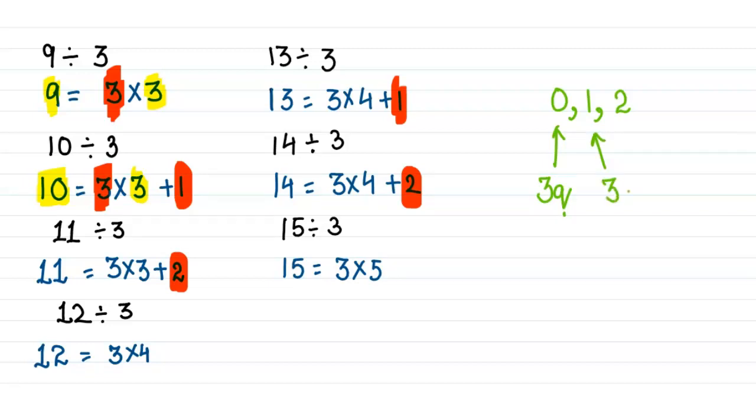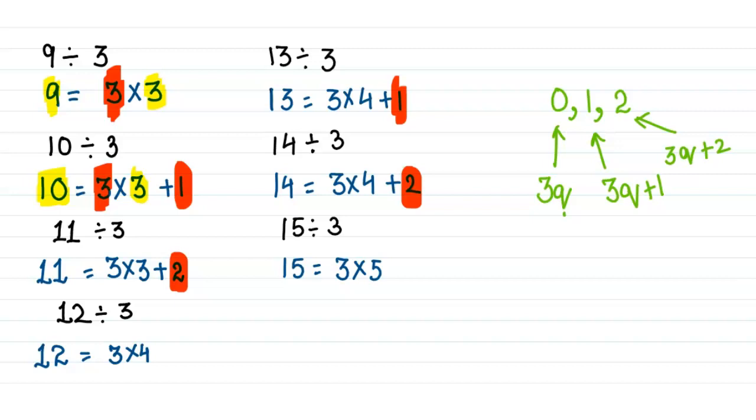So that means the number can be of the form 3q plus 1, where 3 is the divisor, q is the quotient and 1 is the remainder. And the third case can be that the number can be 3q plus 2, where 3 is the divisor, q is the quotient and 2 is the remainder. So if the divisor is the number 3, we have only 3 possibilities, that there are only 3 categories in which the number would come.